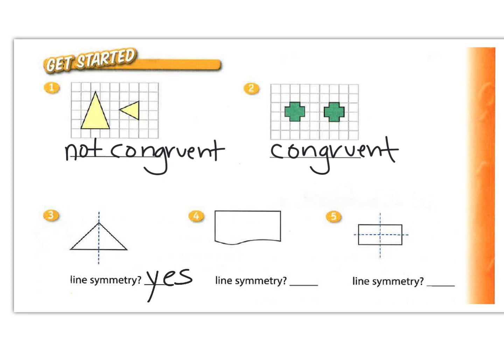If we look at number 4, it has this little wave down here and then it goes up. If we folded this any way, it would not line up. It would not be congruent. So this one has no line symmetry. And then number 5, we can see it drew 2 lines for us, and those are congruent if they're folded over. So yes, that shape has line symmetry.